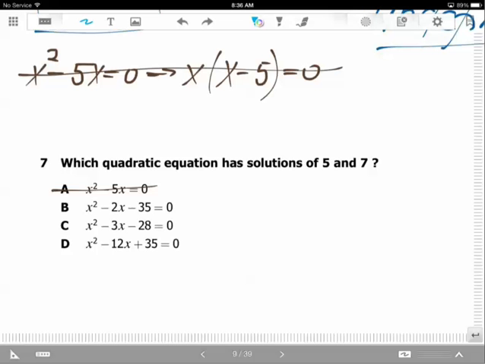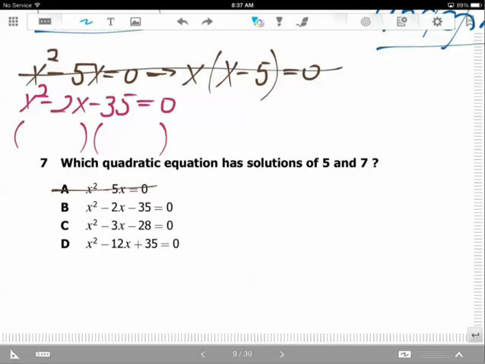Moving on to B, x squared minus 2x minus 35 equals 0. And to solve it, as usual, you can look for common factors. There is none. You should check if this one is a perfect square, and it is not. Then try to factor it, and this is factorable.